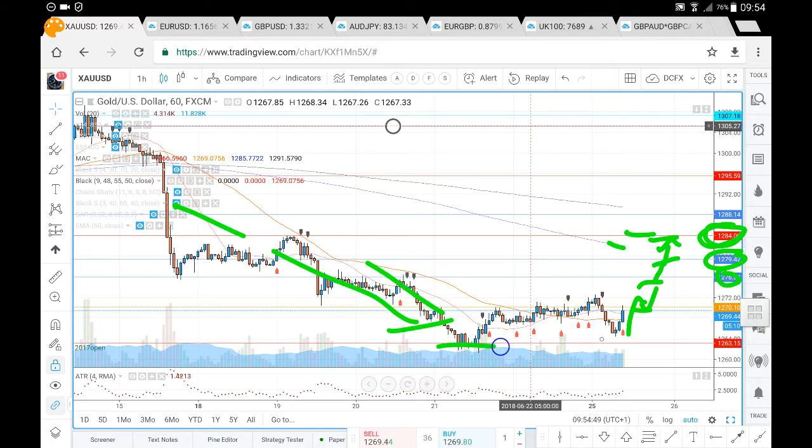Overall, we're in a bit of a downtrend, but we do appear to be forming a bit of a base here on the XAUUSD. So if we can hold above the 1263, we might see a counter trend move here to the upside on the XAUUSD.